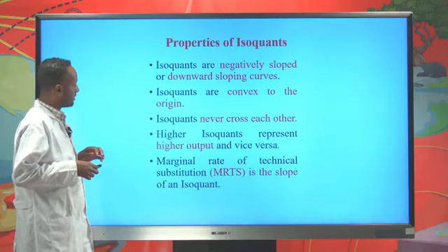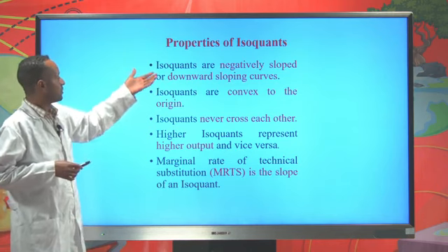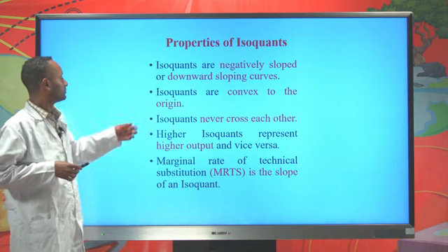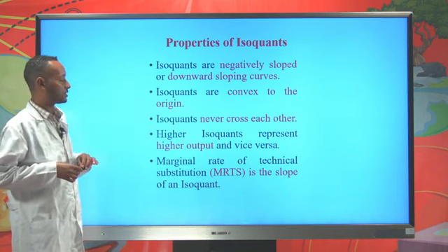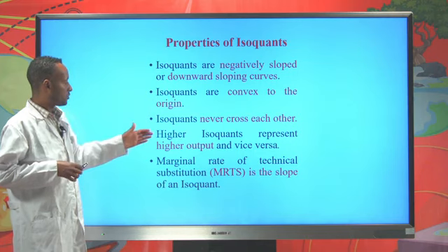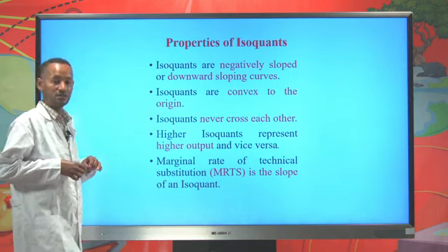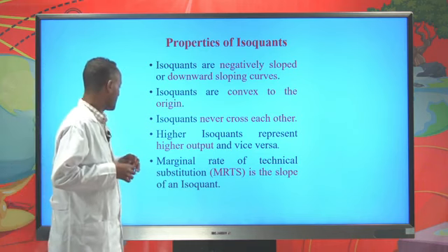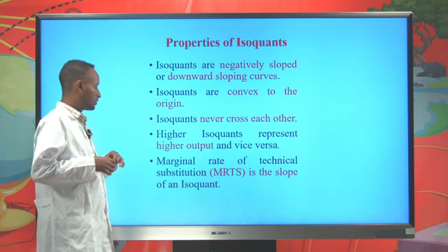Okay, this is about the properties of isoquants. Isoquants are negatively sloped or downward sloping curves. Isoquants are convex to the origin. Isoquants never cross each other, and higher isoquants represent higher levels of output and vice versa. Vice versa means the opposite holds true. That means lower isoquants represent lower outputs.